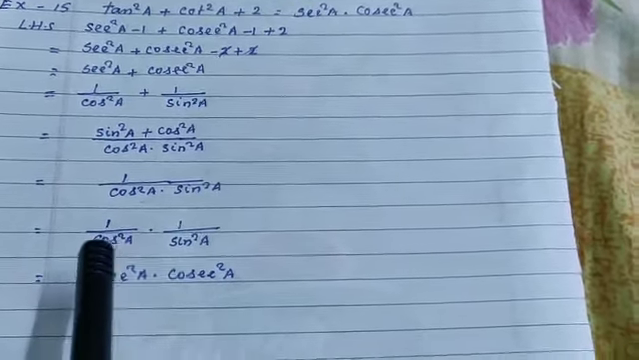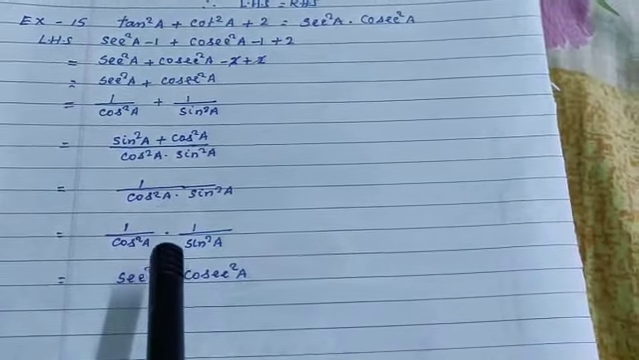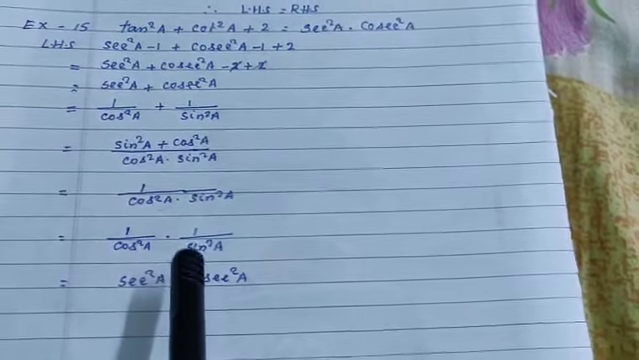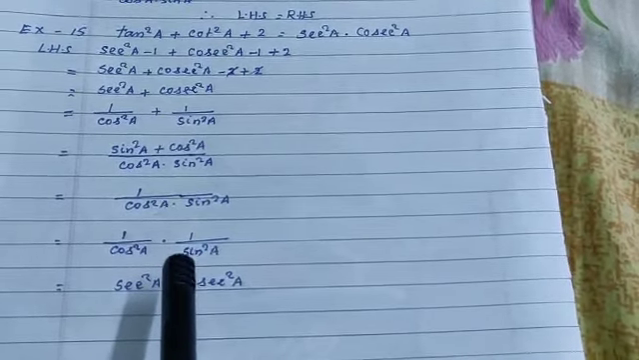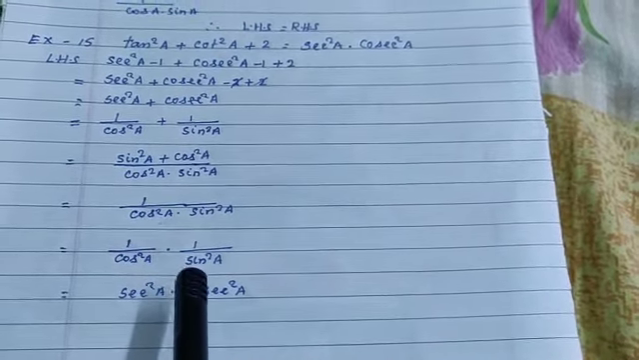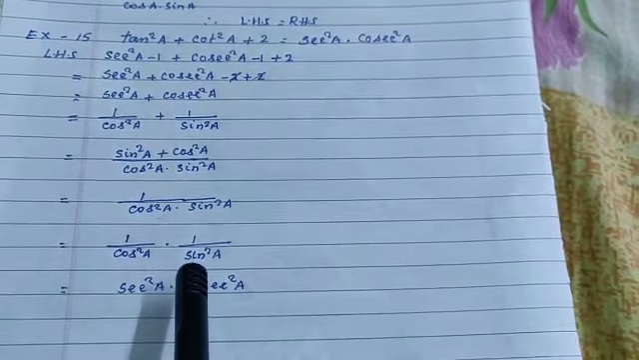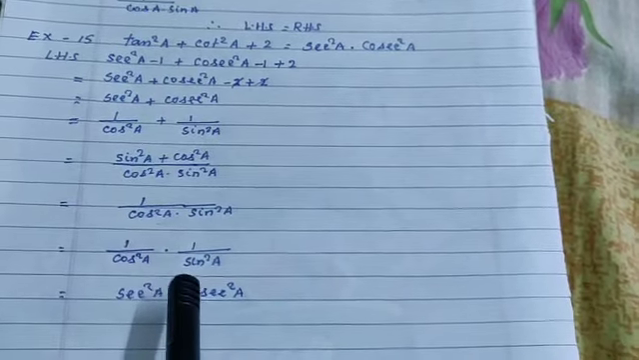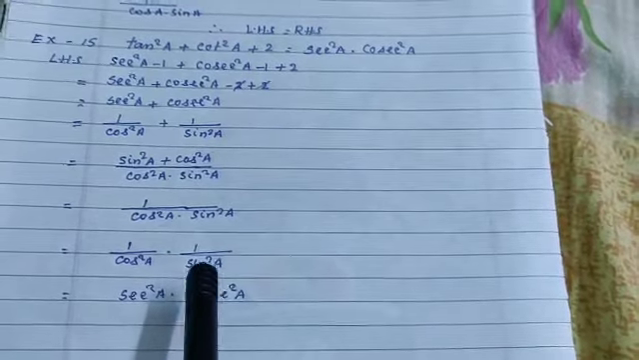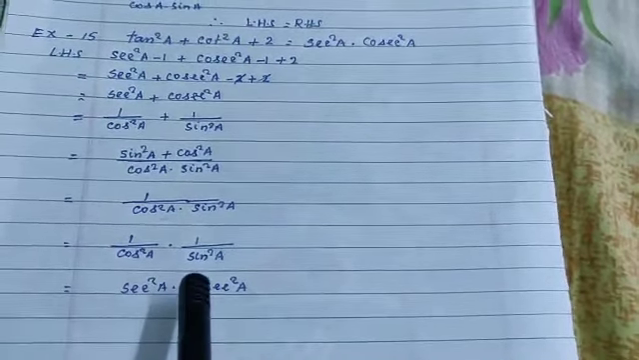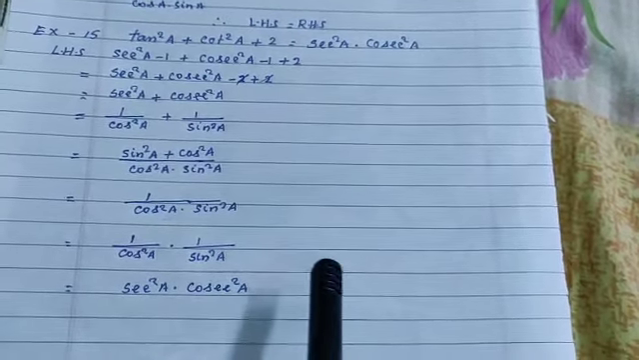Similarly, some other formulas can also be used. That is the a plus b whole square formula, a square plus b square plus 2ab, and the a minus b whole square formula, a square plus b square minus 2ab. The third one is the a square minus b square formula, which can also be used here in trigonometrical identities. That is a plus b into a minus b.